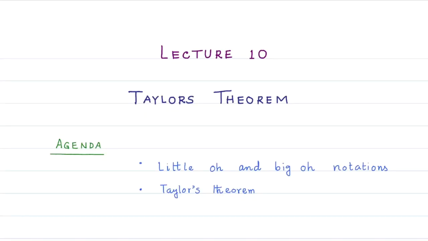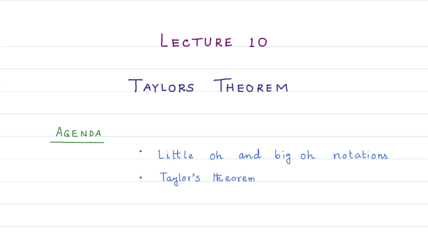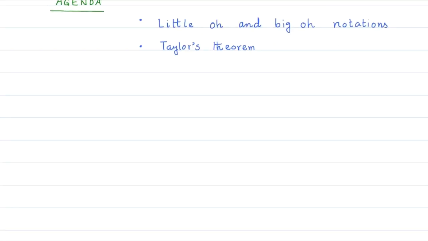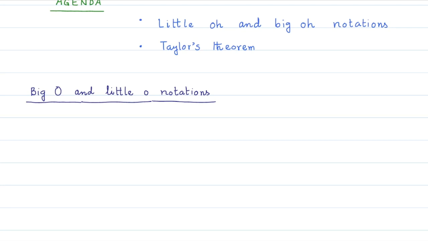Neatly, the agendas of this lecture are two topics. Those are little o and big O notations. And using these two notations, we will try to write out Taylor's polynomial approximation for functions of several variables. Let's start our discussion with the notion of big O notation, and then we will get to know the idea of little o notation. You know, these notions of big O and little o are used to compare the growth rate of two functions around a given point.